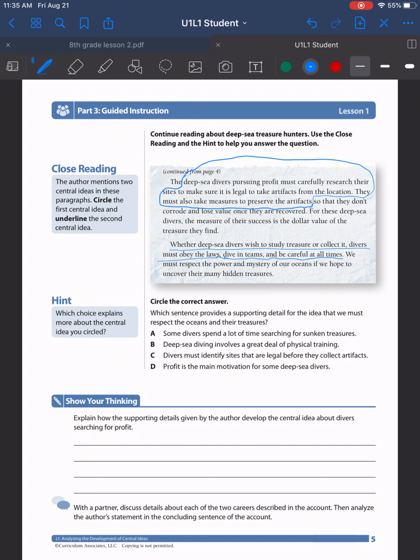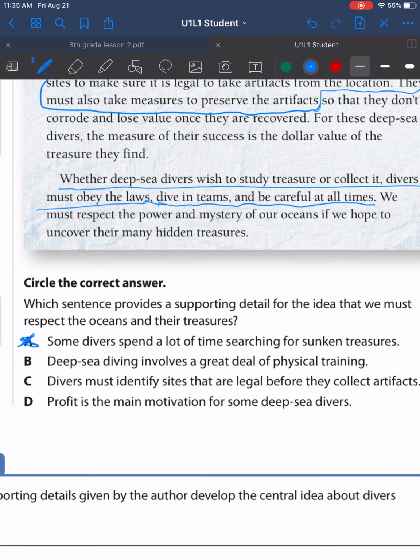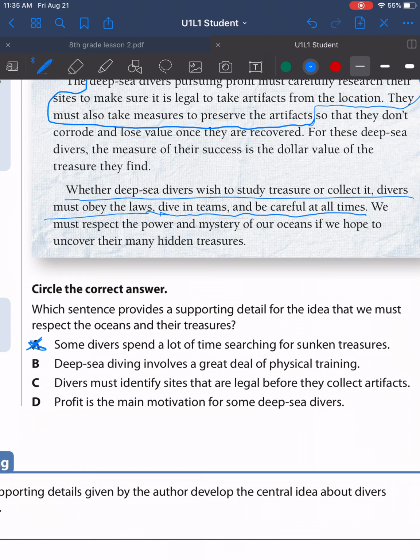Which sentence provides a supporting detail for the idea that we must respect our oceans and their treasures? Which choice explains more about that central idea that we circled? Okay. Is it A, some divers spend a lot of time searching for sunken treasures? Just because some divers spend a lot of time, is that a good supporting detail of the idea that we must respect the oceans and their treasures? No. A is not a good answer.